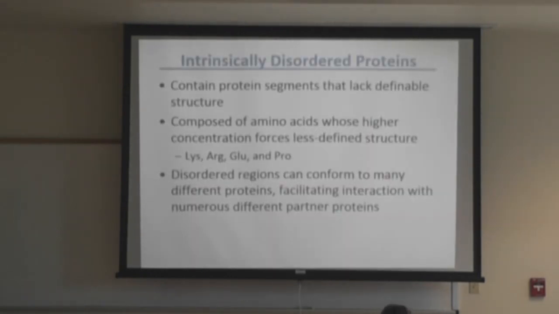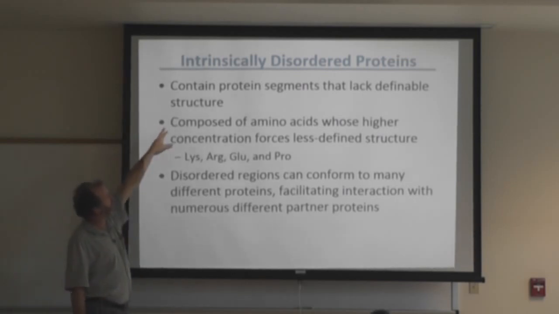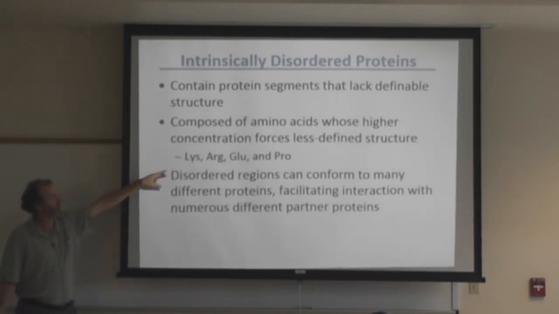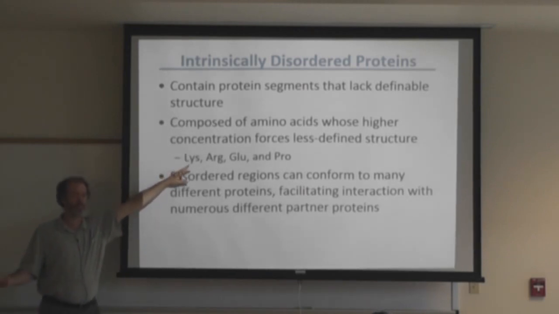So, intrinsically disordered proteins: there are some proteins where sections of them are just intrinsically disordered. They contain protein segments that lack definable structure, composed of amino acids whose higher concentration forces less defined structures. Didn't I give you the example of a polylysine protein? It's going to be disordered because of all the charge repulsion. Because what charge is lysine at pH 7? It's neutral. No.